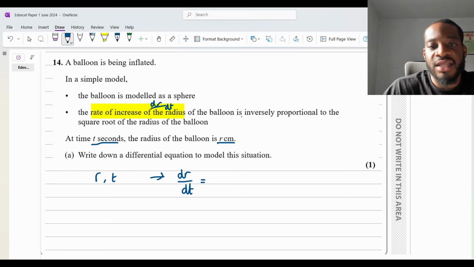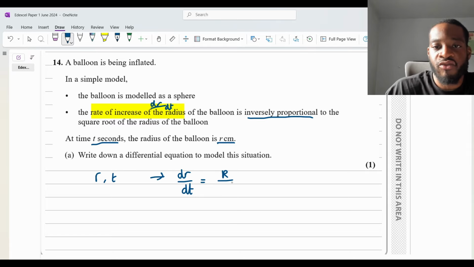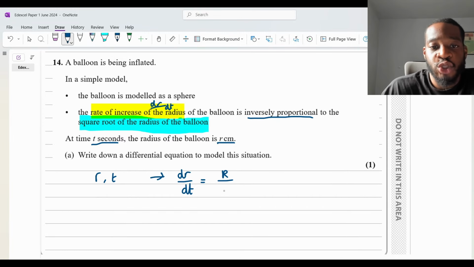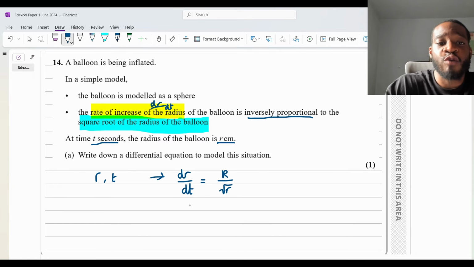Well, let's continue. This is inversely proportional, right? So straight away, GCSE, inversely proportional, your constant of proportionality goes on the numerator. This is inversely proportional to the square root of the radius of the balloon. The radius of the balloon is r, the square root of r is just root r. So it's literally just dr dt is equal to k over root r.